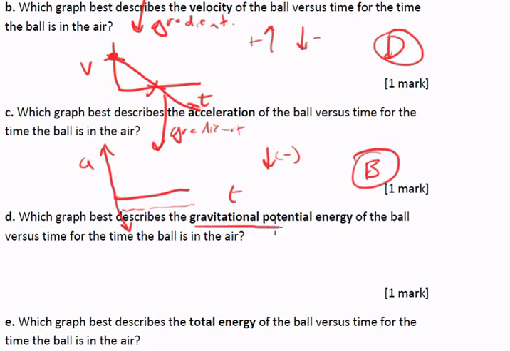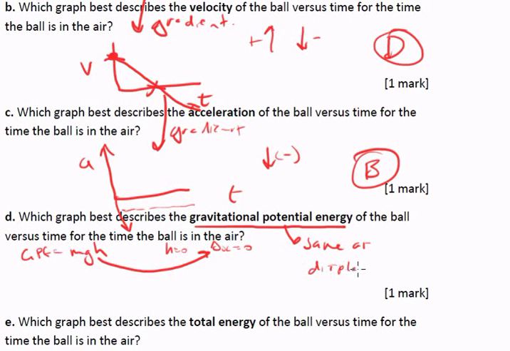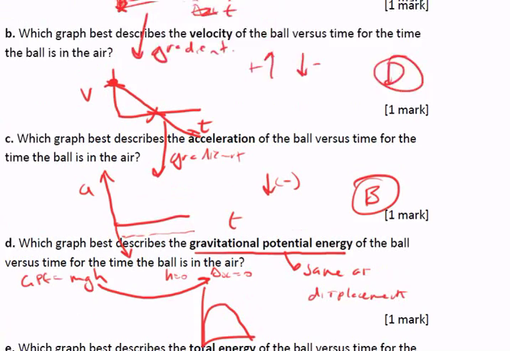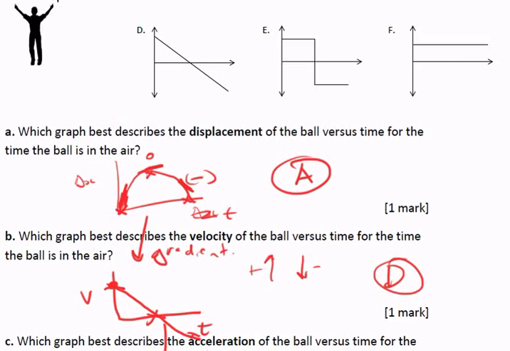Alright, the gravitational potential energy of the ball. So the gravitational potential energy equals mgh. The h is the displacement in that direction. Okay, so when h equals 0, the height equals 0, it's because its displacement equals 0. So this graph, because there's an h, and the h is the displacement, it's going to be the same as the displacement graph. I.e., the gravitational potential energy is going to look like that. And that graph was the displacement graph of A.